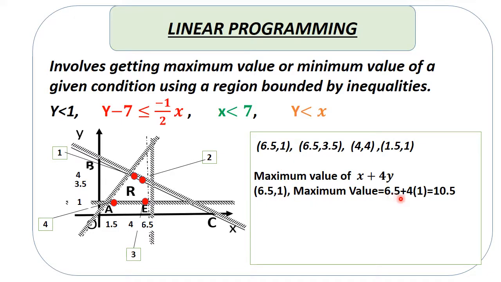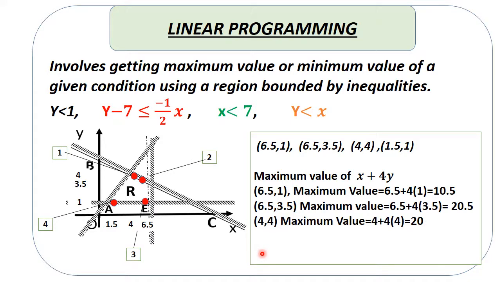If you put 6.5 where there's x and 1 where there's y, you're going to get 10.5. Go to the next one, 6.5 and 3.5. If you do that, you're going to get 20.5. Then we go to the next one, which is 4, 4. When you do that, you're going to get 20. And we go to the last one, which is 1.5, 1. When you do that, you're going to get 5.5.